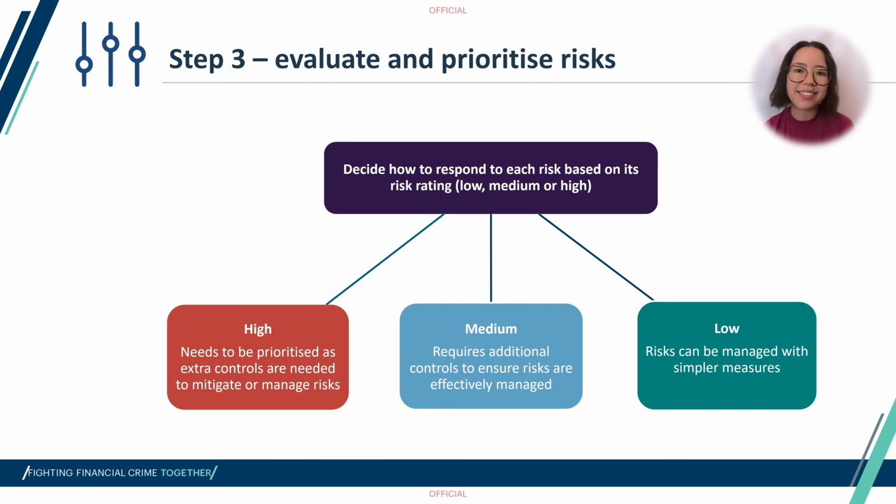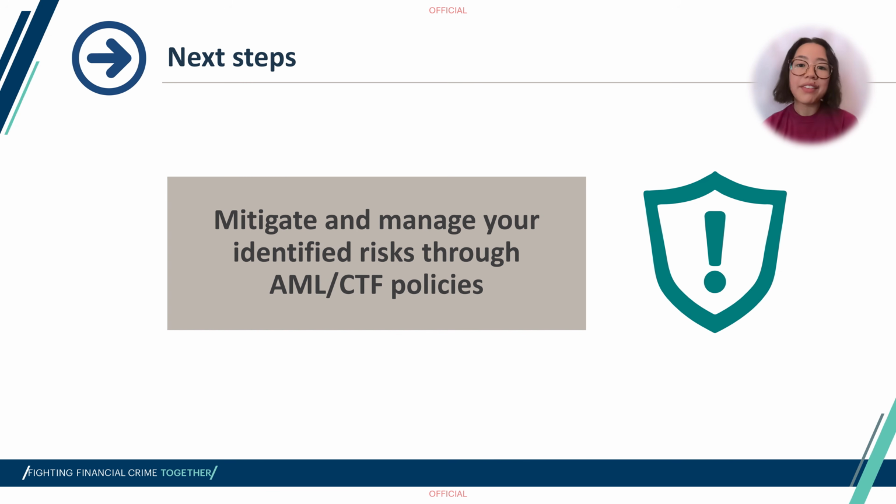After you've conducted your risk assessment, there are still a few extra steps you need to take. First, you need to develop your AML/CTF policies. This includes your systems and controls to mitigate and manage your risks. Once developed, you'll also need to maintain your AML/CTF policies. We went through some examples of controls a moment ago, but let's see if we can think of some more.